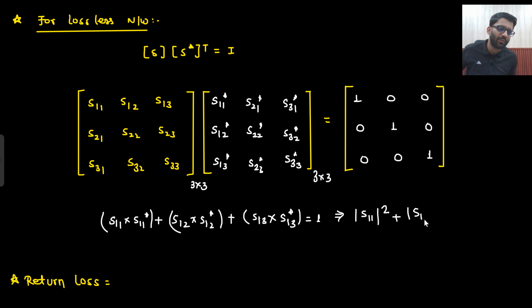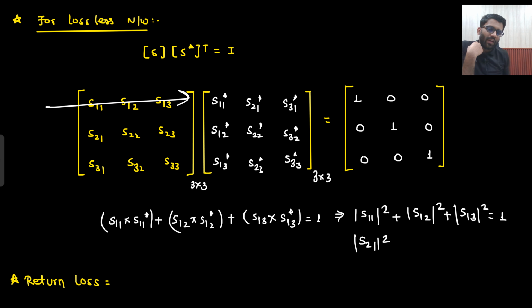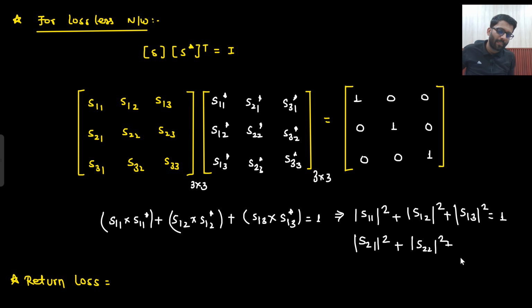Similarly, this will be equal to mod of S12 whole square, and this will be equal to mod of S13 whole square. Similarly, what else property you will get? Any row you can take. Just take the magnitude of all of them, square it, then add them and check whether the summation equals 1 or not. If the summation equals 1, that means it will be a lossless network.